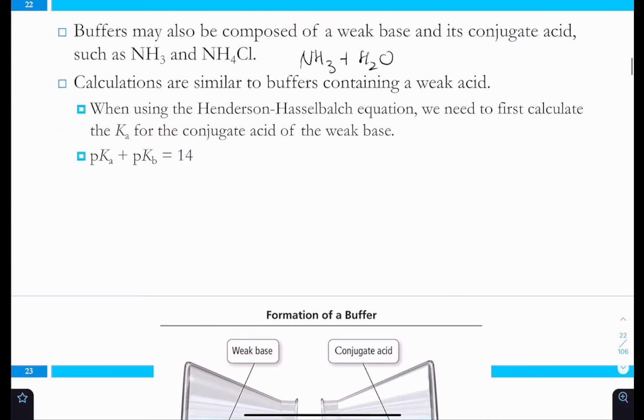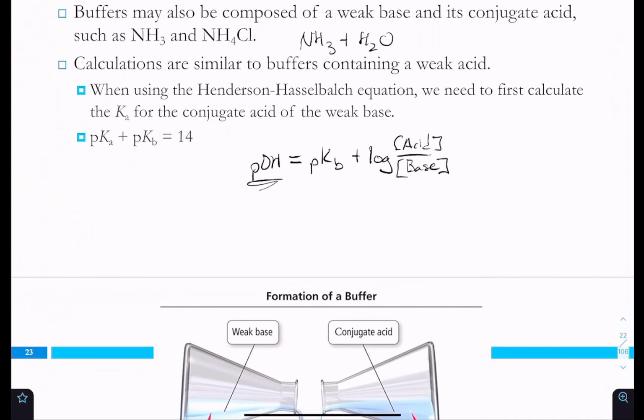So when you calculate using this, you're going to get pOH equals pKb plus the log of, and just like the regular pKa, pH Henderson-Hasselbalch equation, it's products over reactants inside of that log. So here, because the reactant is now our base, this is actually the log of the acid over the base, because it's the same equation for the reverse reaction. And also important to remember that it calculates pOH.